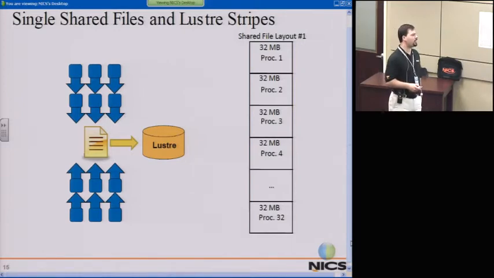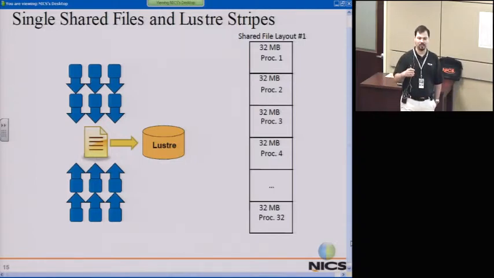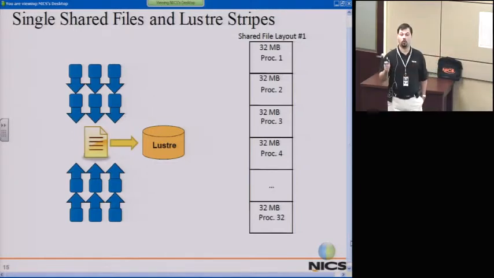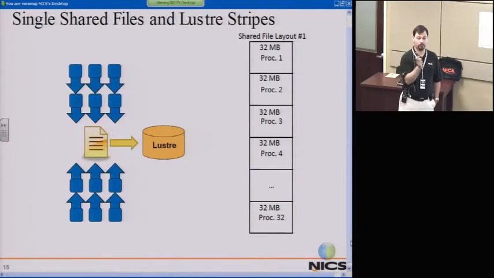And this is a fairly common one where, in this particular example, we have a file in which 32 processes are writing data to it, and each process is writing 32 megabytes worth of data, and their data resides in contiguous chunks in the file. So you see in this pictorial where process 1's data comes before process 2's data comes before process 3's data, and so on.